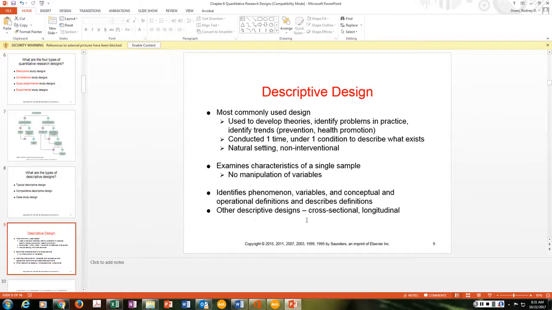Other descriptive designs are cross-sectional studies, where you study a very large group, but it's done one time. A one-time measurement at various stages of a process, and it requires a very large sample. So cross-sectional: one time, very large group. However, the longitudinal descriptive design measures subjects more than once to discover changes over time.